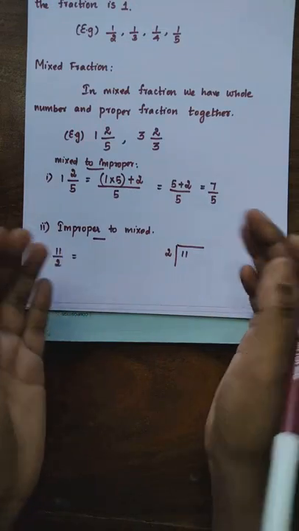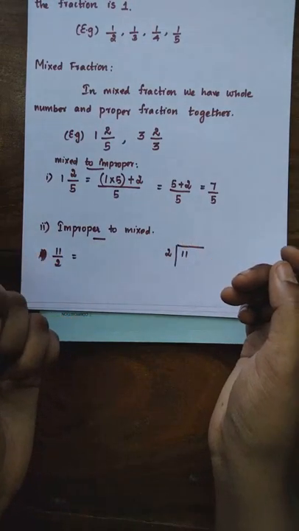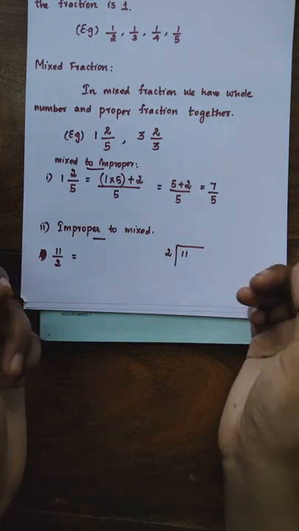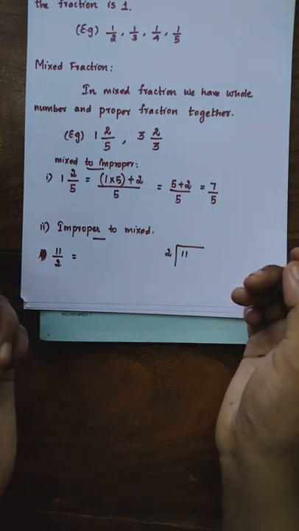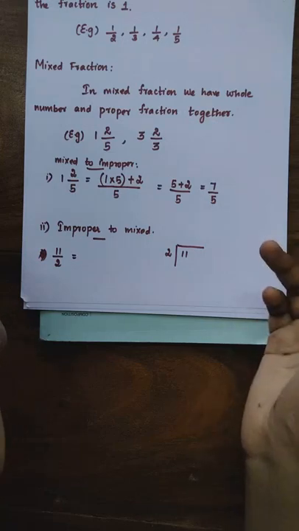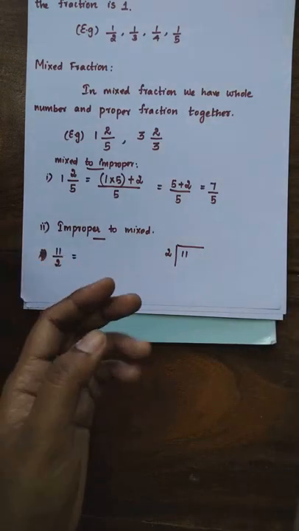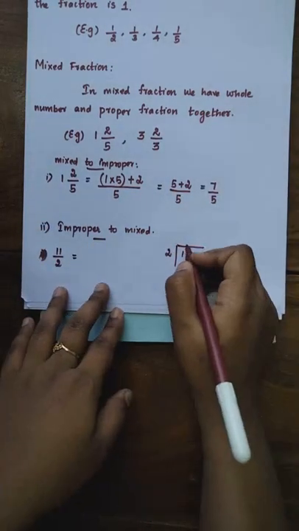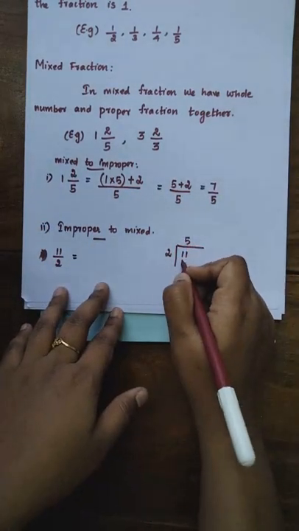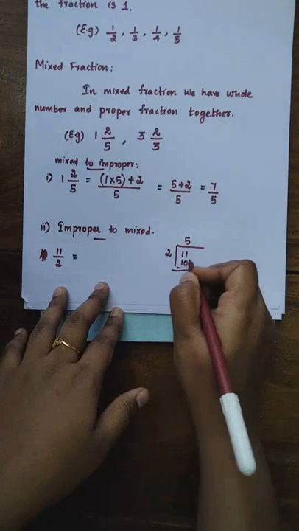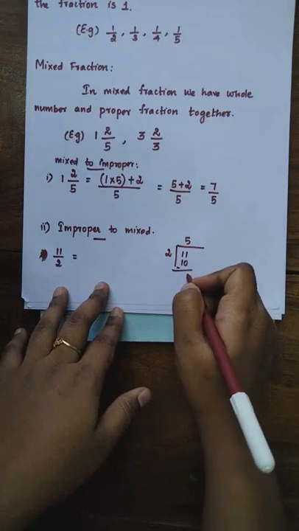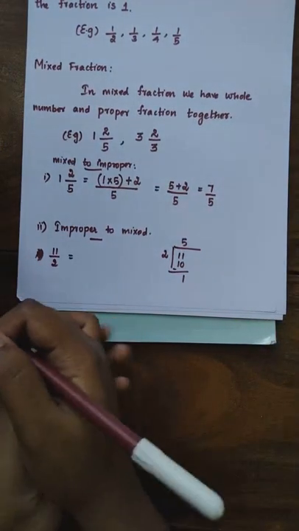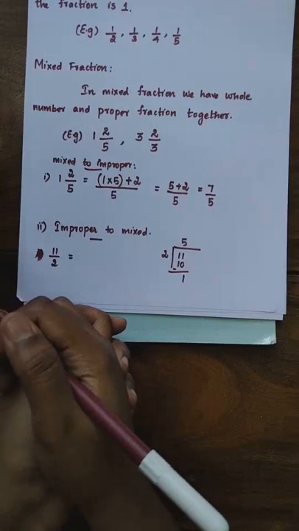Okay, so take the nearby number. 1 2 is 2, 2 2s are 4, 3 2s are 6, 4 2s are 8, 5 2s are 10, 6 2s are 12. It is greater than 11, so take 5 2s are 10. So put 5 here, 10. Now subtract both the numbers. We will get the remainder 1.